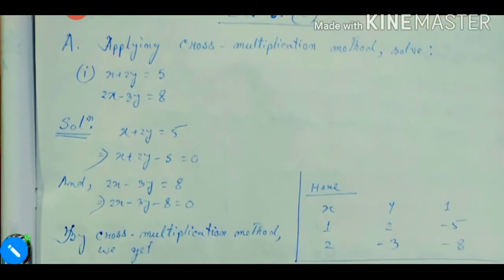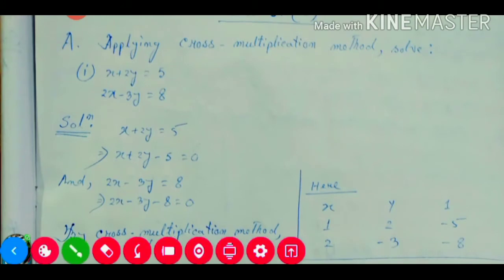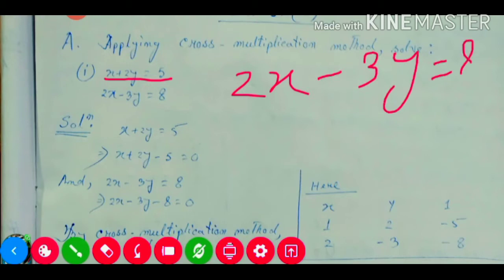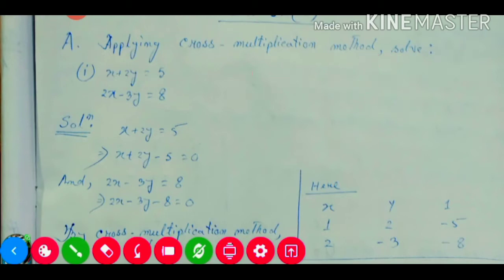So number 1, two equations are given. The first equation is x + 2y = 5, and the second equation is 2x - 3y = 8. For cross multiplication, we need three things: a, b and c. Here a and b are the coefficients of x and y, and c is the constant number. So these three things we need to find out.